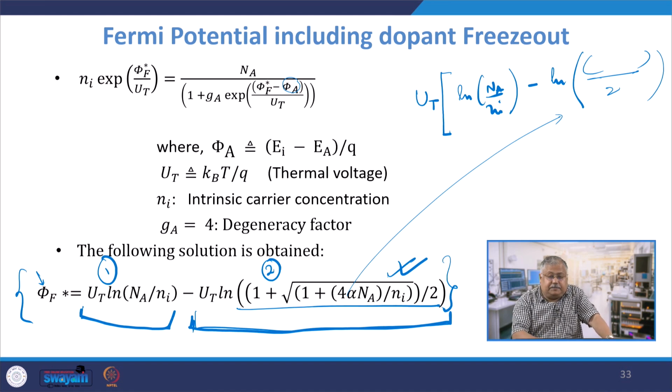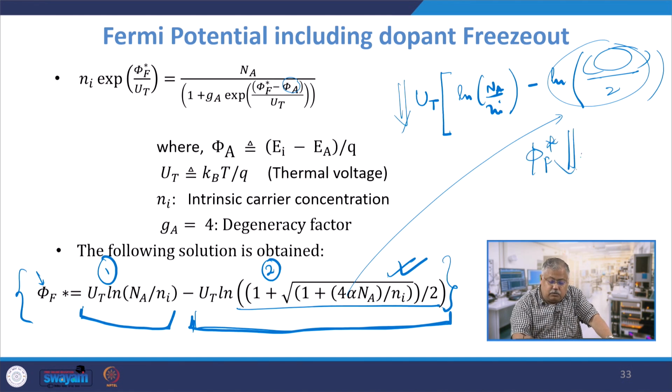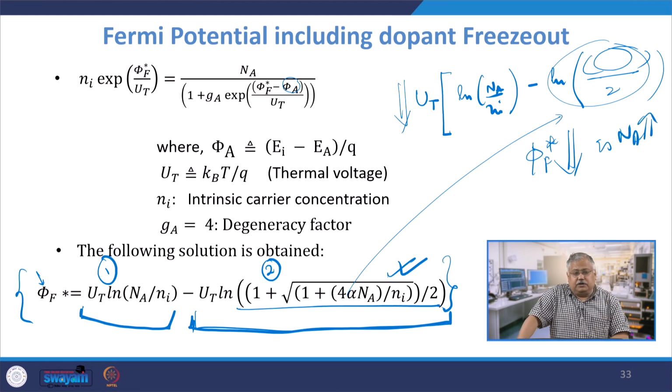So as the acceptor ion concentration increases, and this is for you to understand or to react to, as the acceptor ion concentration becomes larger and larger, this quantity increases and therefore this quantity drops down, which means that my effective Fermi potential will drop down as Na starts to increase. Please think about it: what is the reason for a decrement in the Fermi potential with respect to Na?